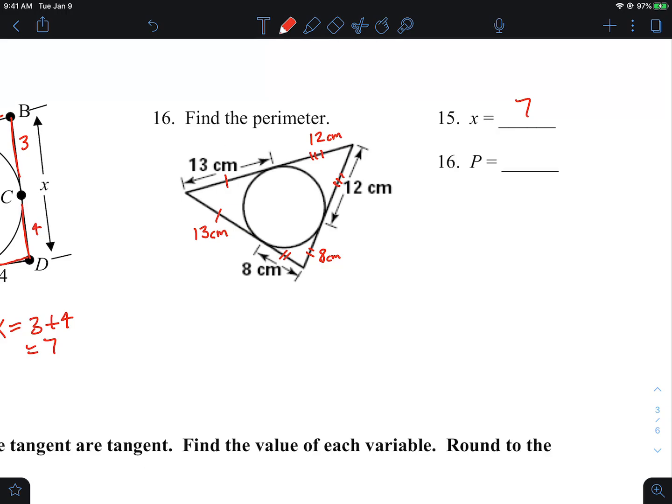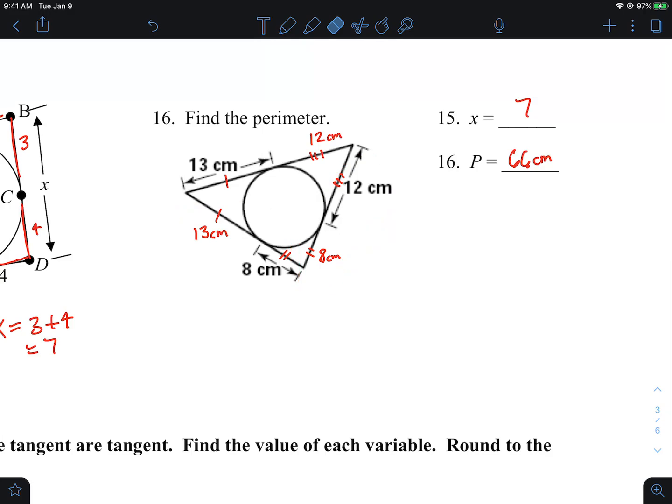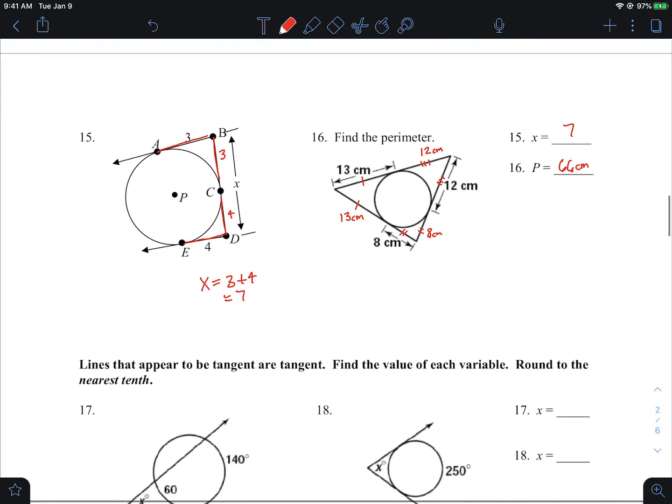You could do it individually. I know the previous one there, I added up the sides before. You could just go 12 plus 12 plus 8 plus 8, and then plus 13 plus 13. That comes out to a perimeter of 66. But you just add up all of the sides. You can add them up as full sides or individual pieces there. There's 6 individual pieces there. So regardless, 66 centimeters there on that.